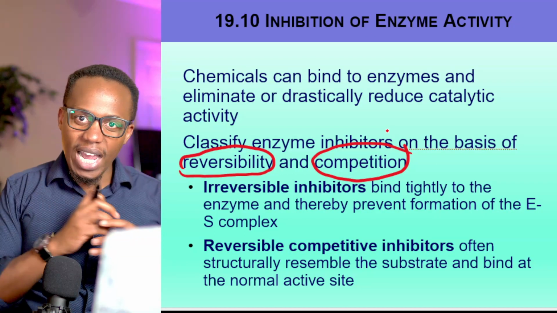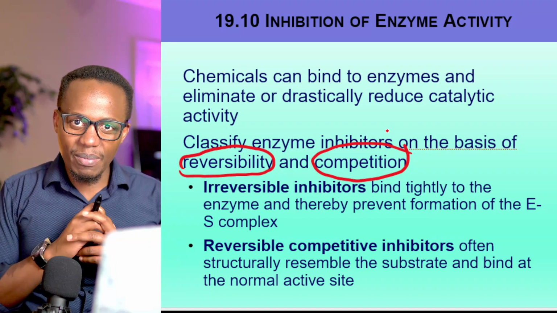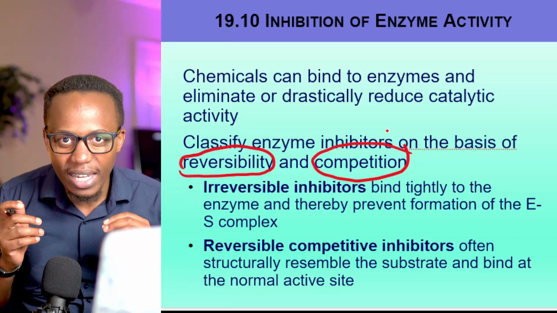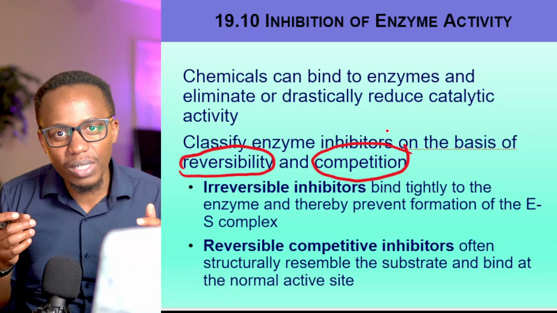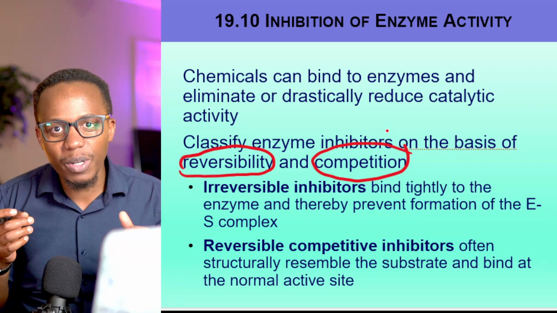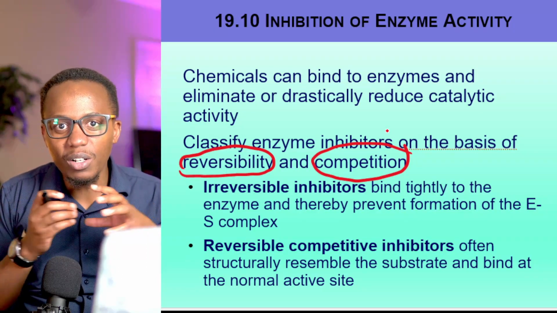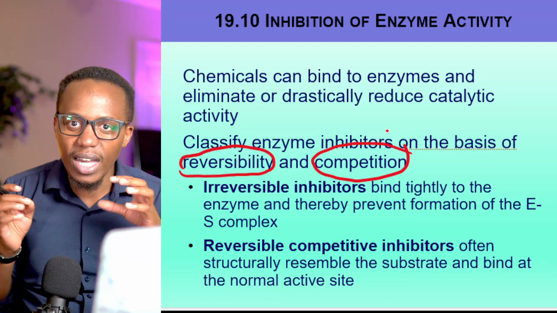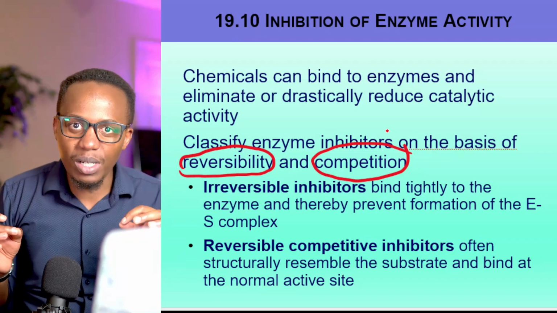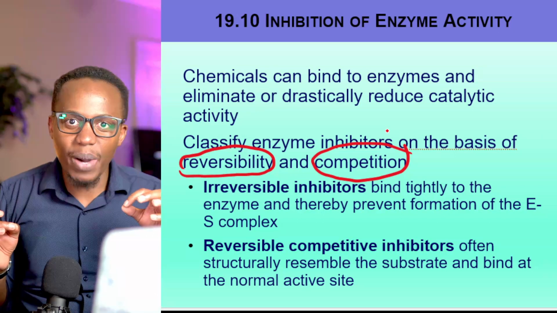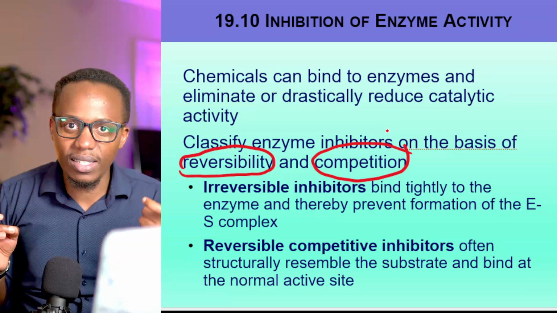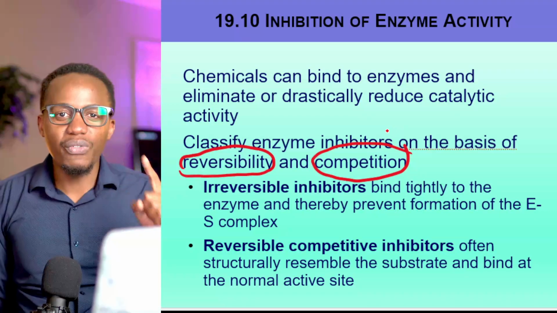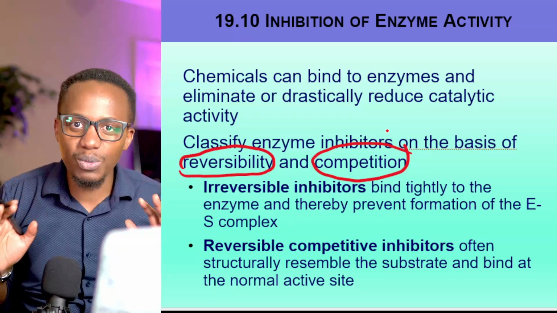Irreversible inhibitors bind to the enzyme and are bound to it completely, usually by a covalent bond, right? Reversible inhibitors are bound by weak bonds like hydrogen bonds or electrostatic interactions. Irreversible inhibitors are usually bound by a strong bond such as a covalent bond. Right? So that's reversible versus irreversible when it comes to reversibility.